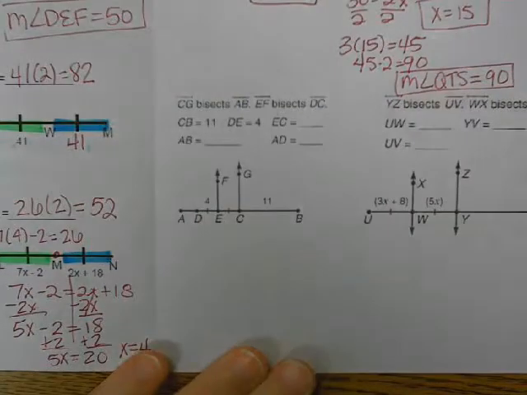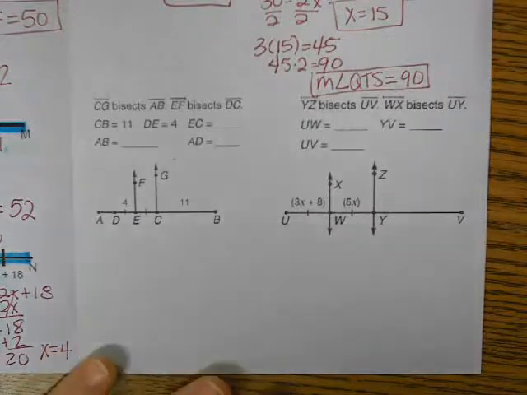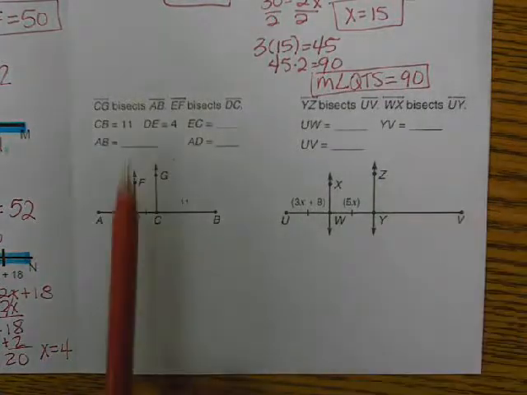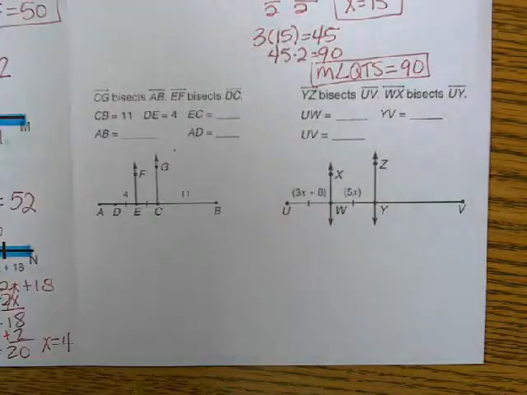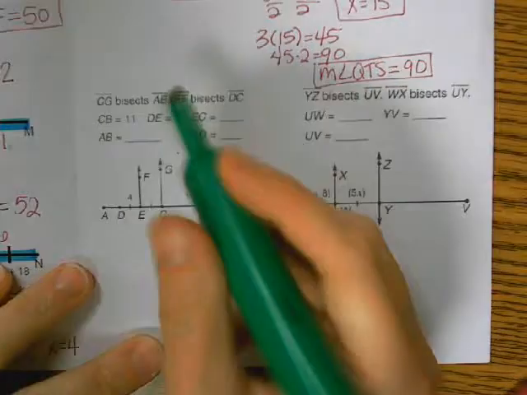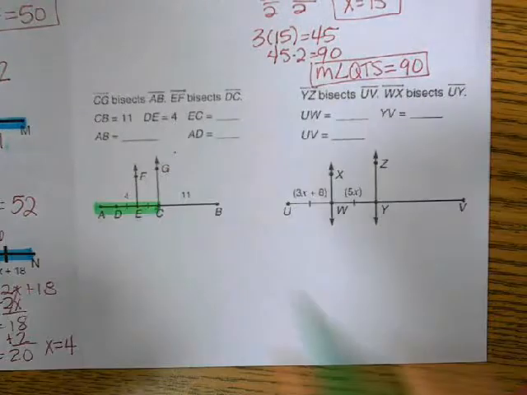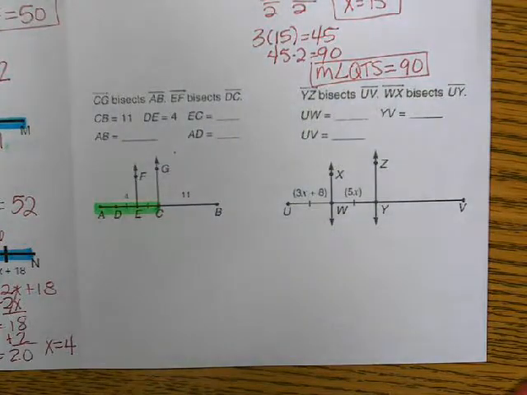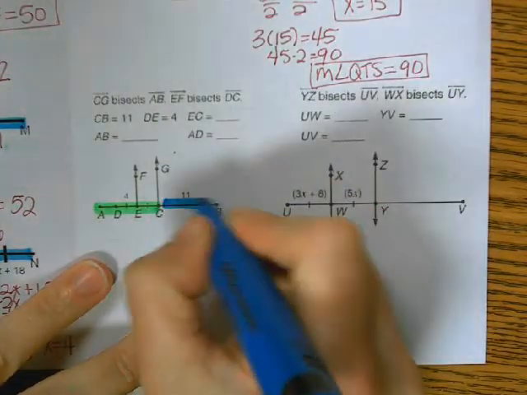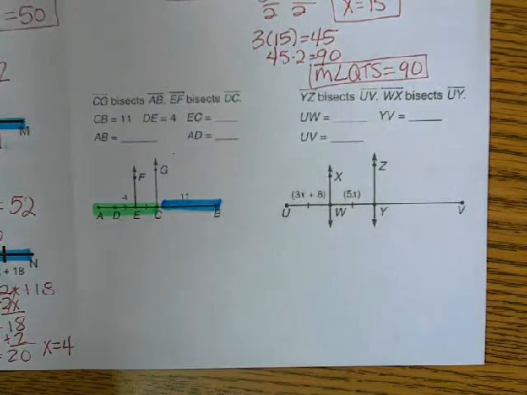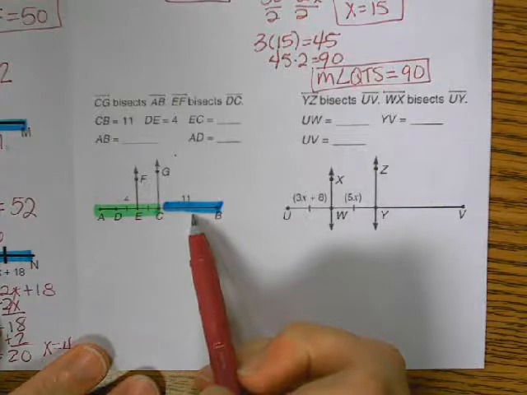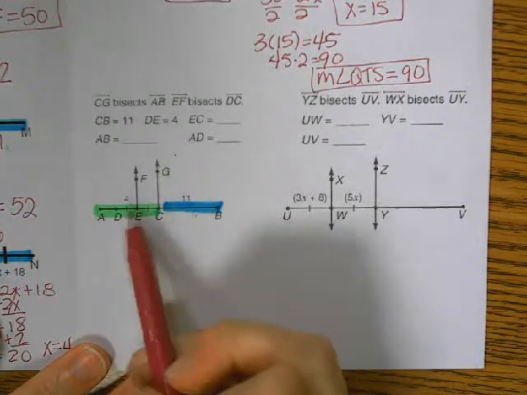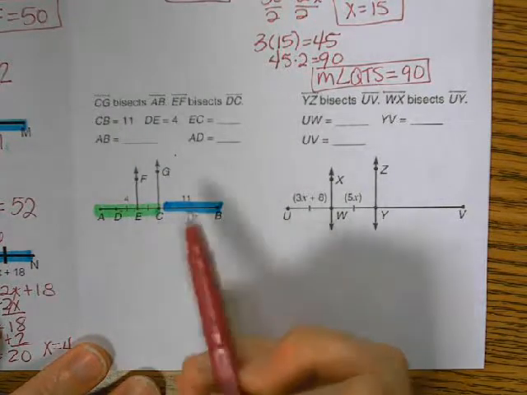Coming over here, we now see some problems that might be just a little bit more challenging. It says CG bisects the whole length AB. So I know that all of this, I'm just going to make a green and a blue real quick. So AC is going to be congruent to CB. So I know that all of the green is congruent to all of the blue. So CB is 11, it says, and DE from here to here is 4.